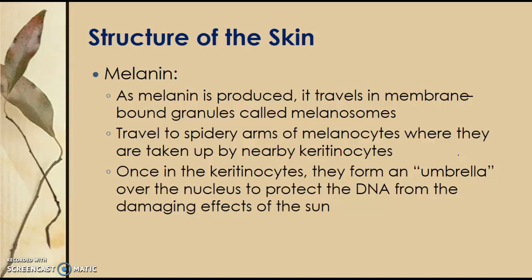As melanin is produced in these melanocytes, it gets packaged in little vesicles called melanosomes. They travel to the keratinocytes of the stratum basale, and they literally form an umbrella around the cell. The reason they do this is they want to protect the cell's DNA inside the nucleus from any of the damaging effects of the sun.